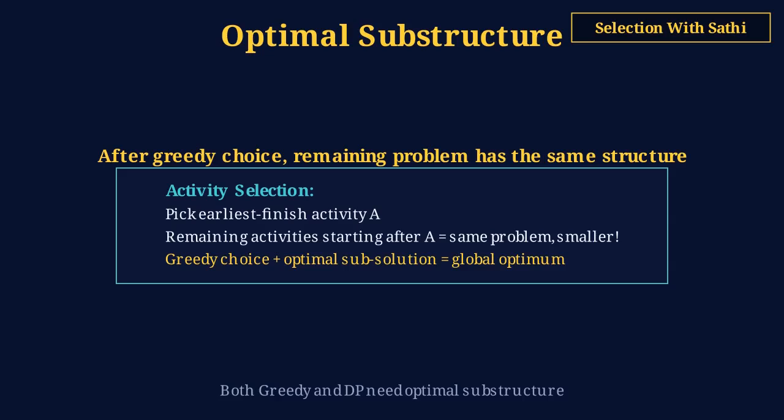Activity selection is a great example. After picking the activity that finishes earliest, the remaining activities form the same selection problem, just smaller. Both greedy and DP require optimal substructure, but greedy additionally needs the greedy choice property.